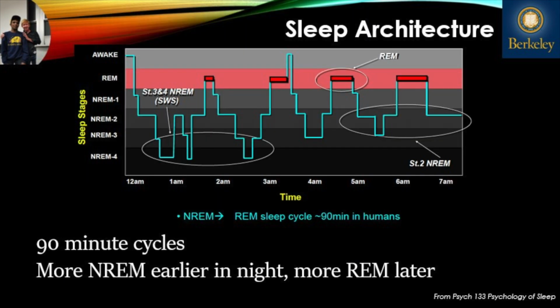We experience different sleep stages when we sleep. You go into REM sleep, followed by NREM stages 1 through 4. Stages 3 and 4 of NREM is also called slow-wave sleep. In humans, sleep consists of well-defined, approximately 90 minute cycles that alternate between REM and NREM. There is also more NREM sleep earlier in the night, and more REM sleep later in the night.